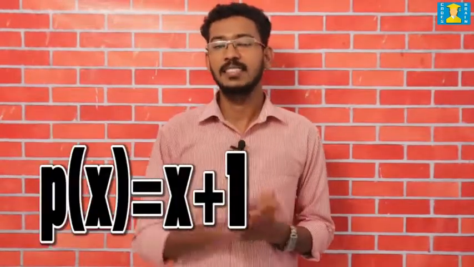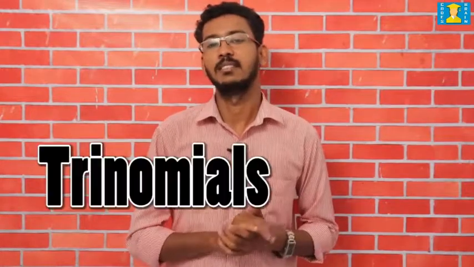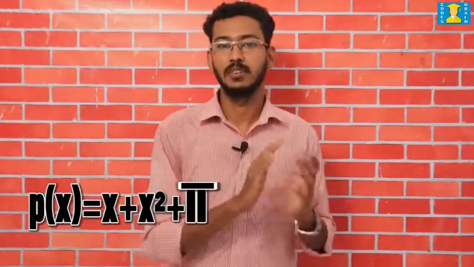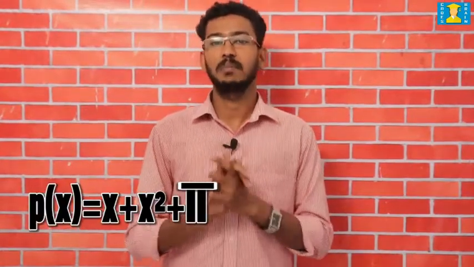Polynomials also have classification. A polynomial having only two terms is called a binomial. Example, p of x is equal to x plus 1. Whereas, if it contains only three terms, then it is called a trinomial. For example, p of x is equal to x plus x square plus 5.